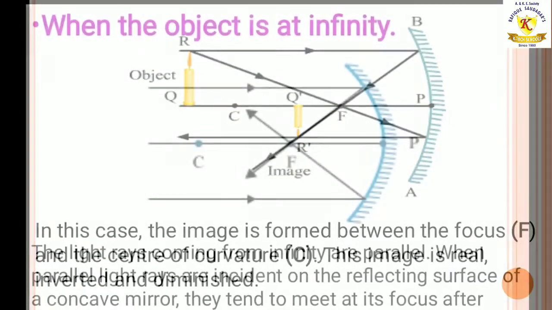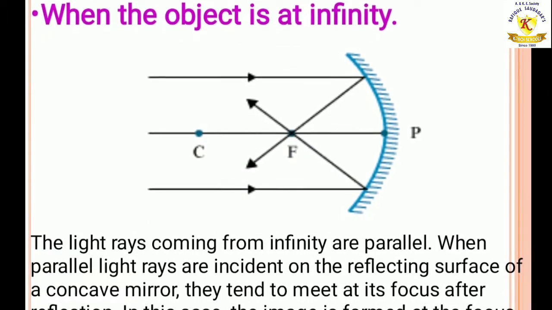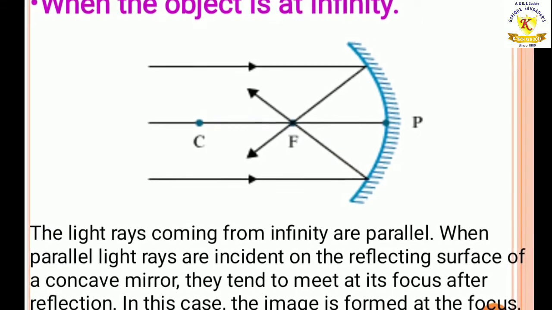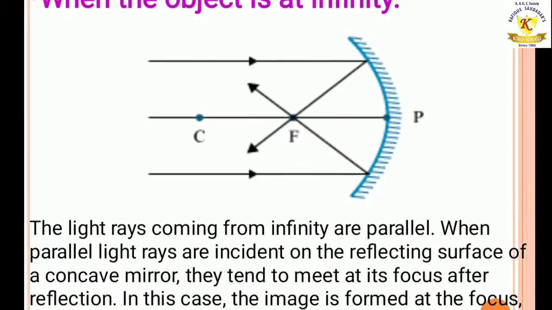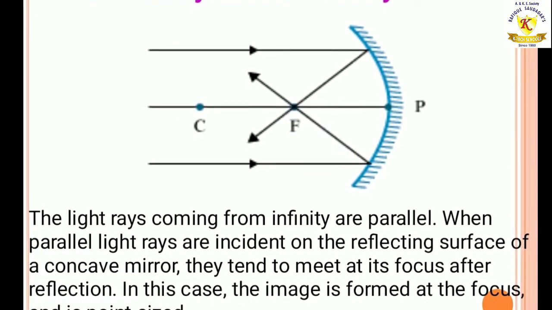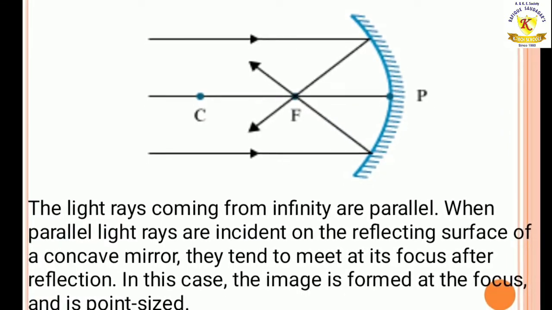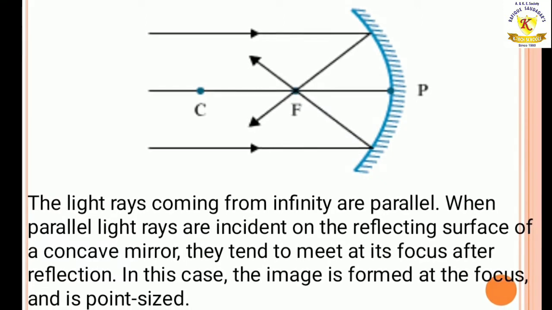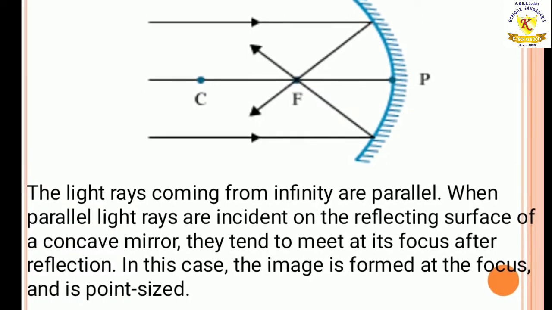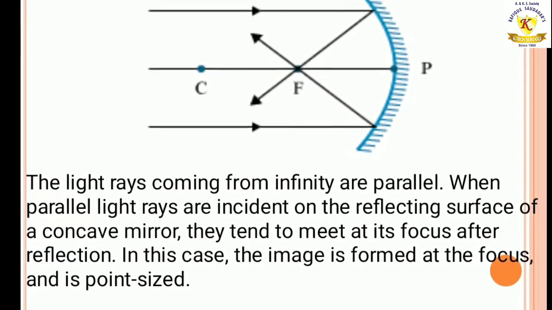Okay, the next one is when the object is at infinity. Look here, the light rays coming from infinity are parallel. When parallel light rays are incident on the reflecting surface of a concave mirror, they tend to meet at its focus after reflection. So in this case, the image is formed at the focus and is point sized.